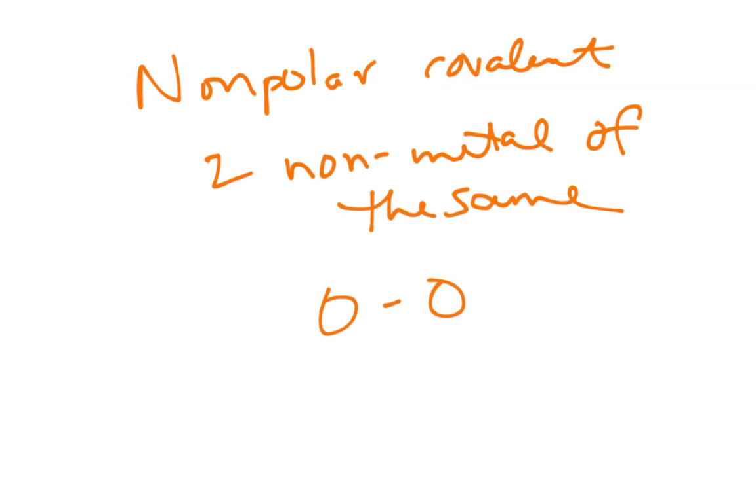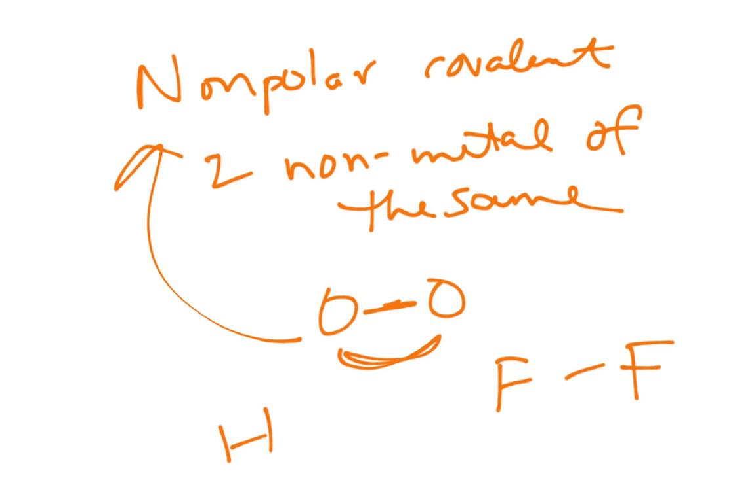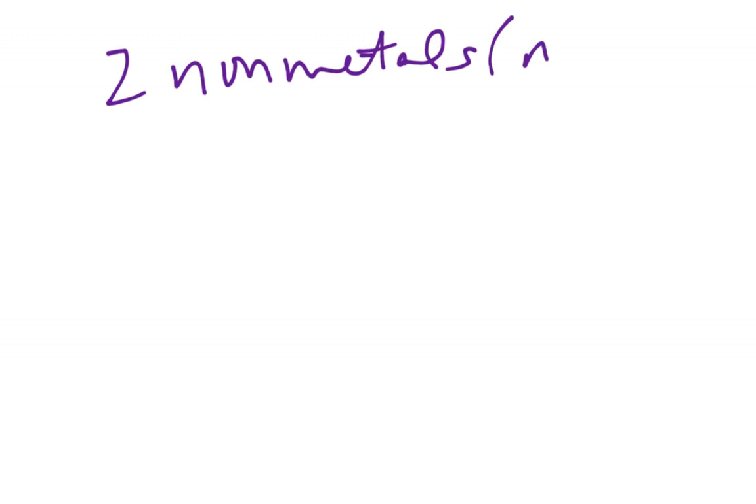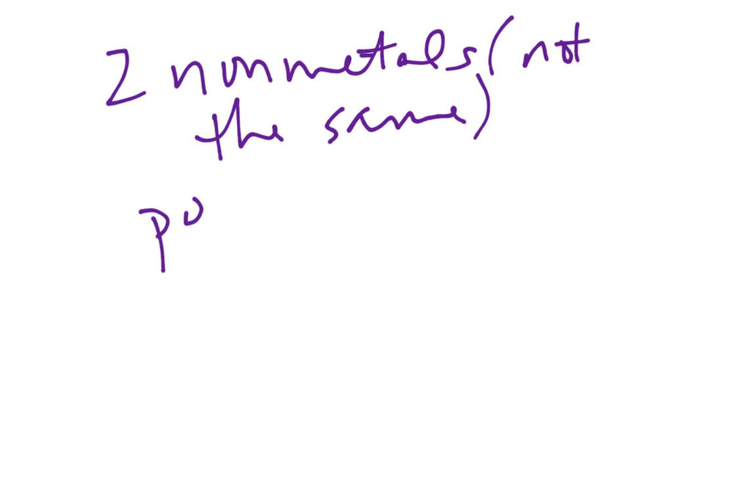So if I have oxygen bonded to oxygen, they're both the same atom, the same element, this would be a nonpolar covalent. If I had fluorine bound to fluorine or hydrogen bound to hydrogen, any two nonmetals of the same type bonded together, we're going to call nonpolar. The only exception to this is if hydrogen and carbon bond, we will call that nonpolar as well. Okay, so that's my one exception, so make sure that you know that one exception. Then if you have two nonmetals which are not the same, we will call that polar covalent.